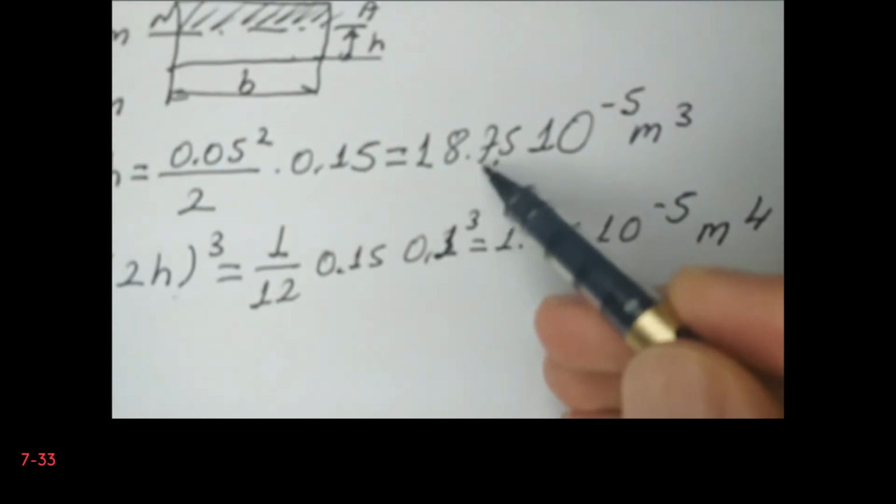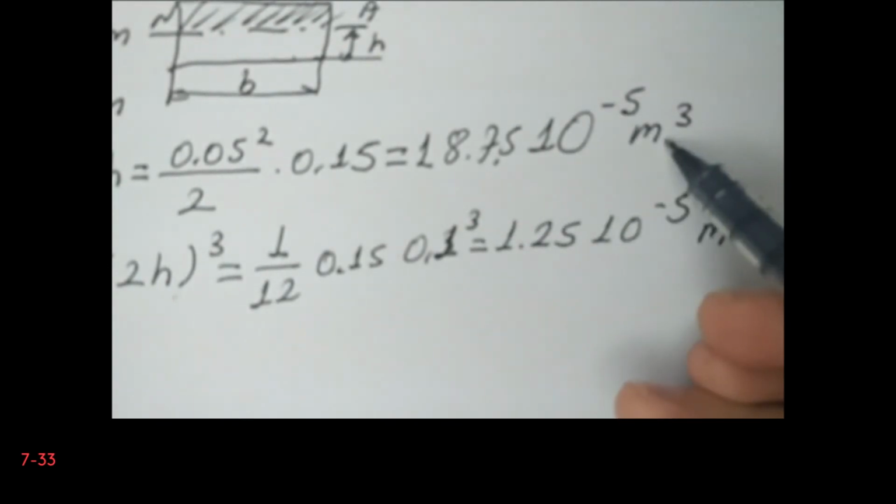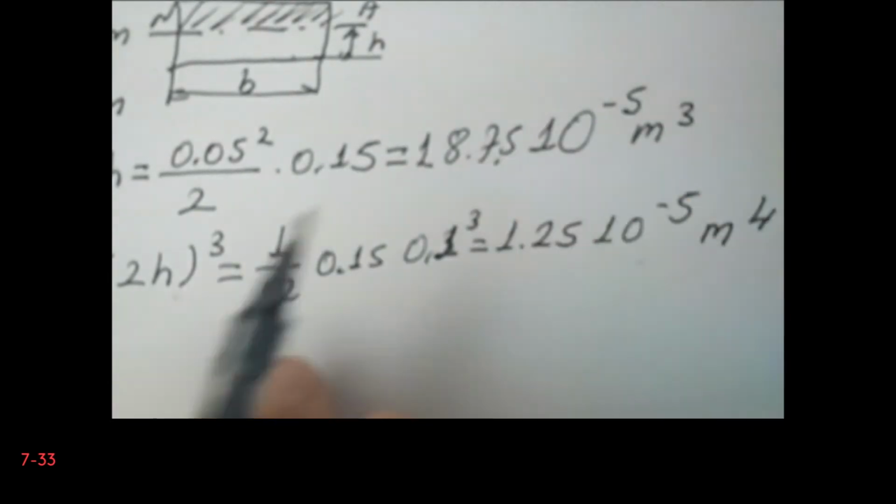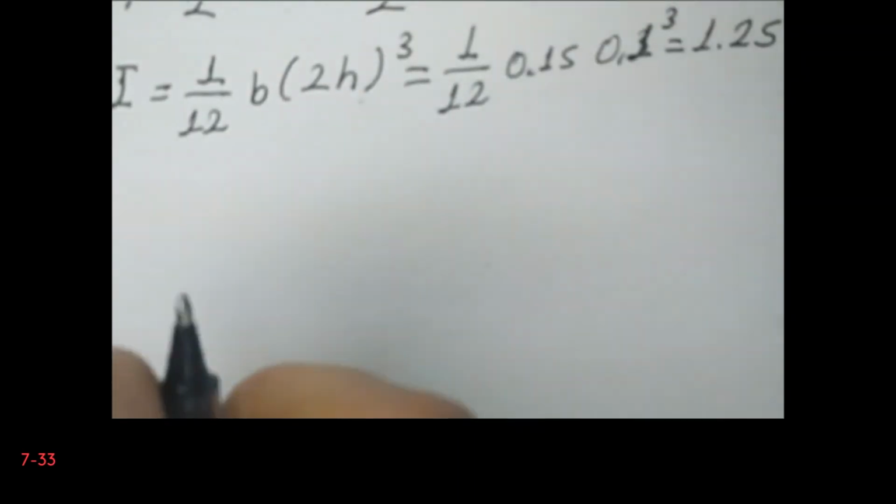So this is the first moment of the area. First moment of the area 18.75 10 to the power minus 5 meter to the cube, and bending moment of inertia is 1.25 10 to the power minus 5 meter to the power 4. Okay, now let's calculate the shear stress at the interface. It is tau is equal to V multiplied by Q divided by I multiplied by B. This is the shear stress.